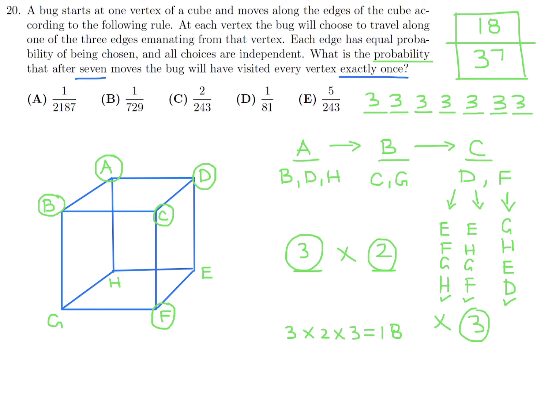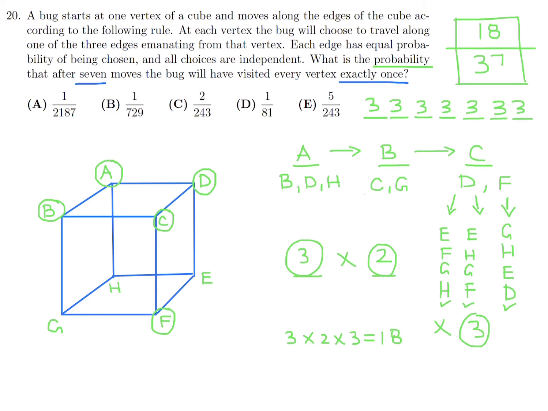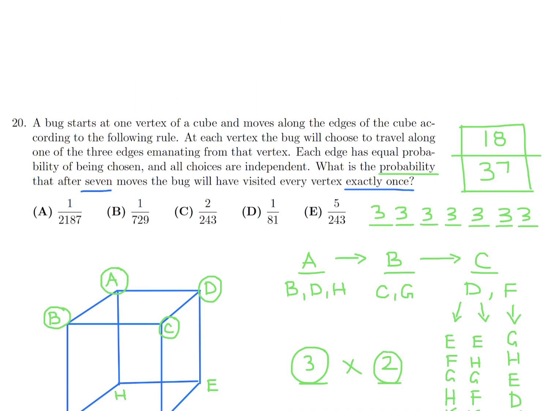Now, of course, we've got to lower this to some sort of lowest terms. So let's see here, 18 over 3 to the power of 7, which is 2187. And if I divide top and bottom by 9, I'll get 2 over 243. So number 20, the answer is C.